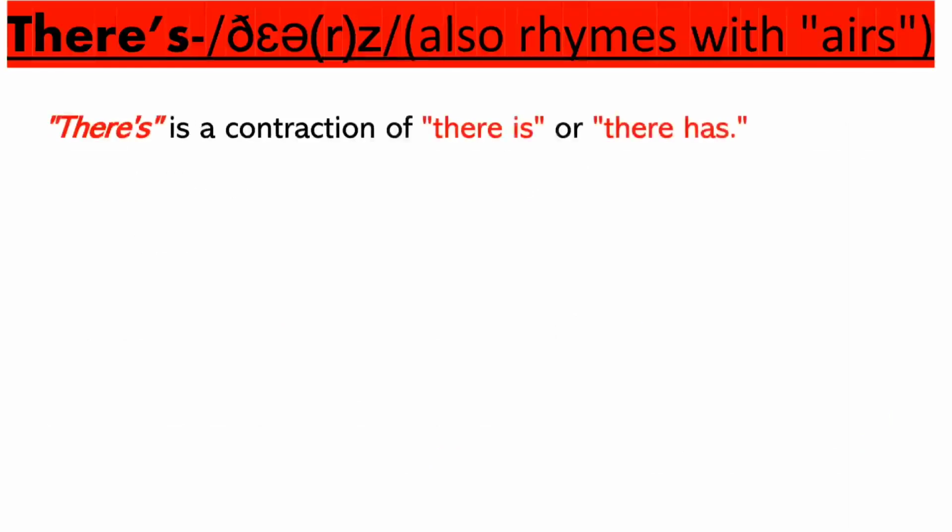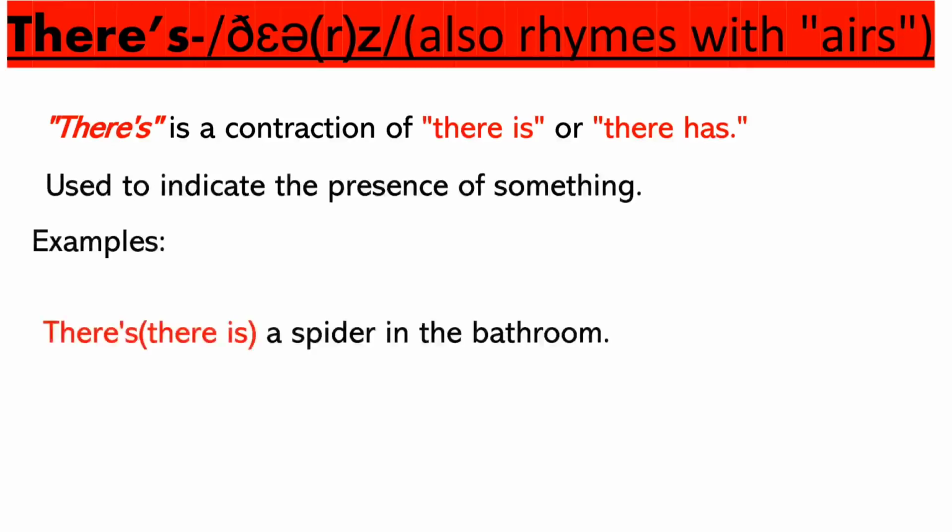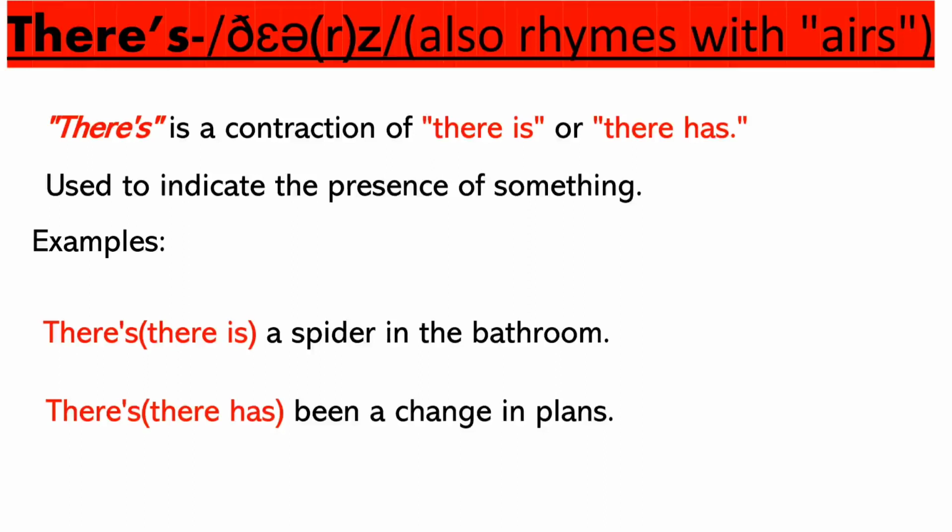There's is a contraction of there is or there has in English. It is used to indicate the existence or presence of something. For example, there's a spider in the bathroom. There's been a change in the plans.